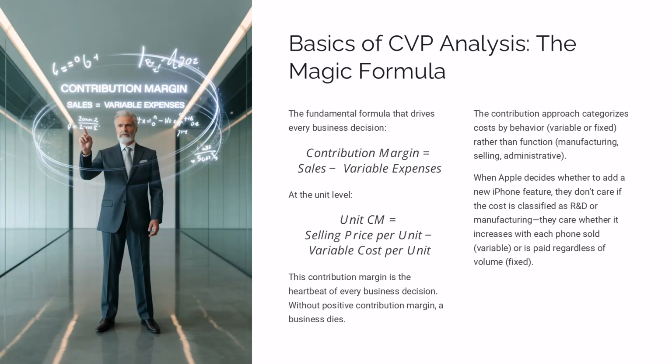And it's an equation you already use every single day without realizing it when you decide whether to cook dinner or order DoorDash, whether to take an Uber or walk, whether to buy a coffee or make it at home. The fundamental formula is contribution margin equals sales minus variable expenses, which can also be expressed as unit contribution margin equals selling price per unit minus variable cost per unit.